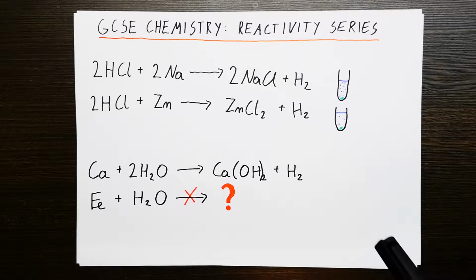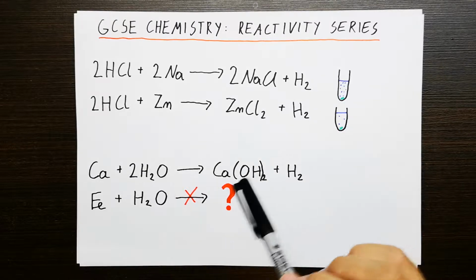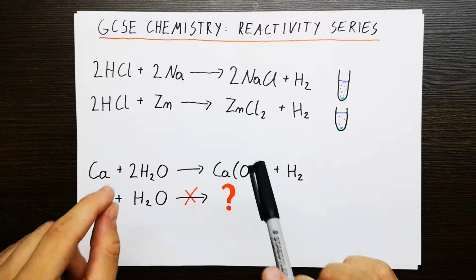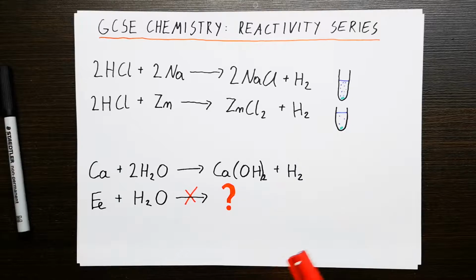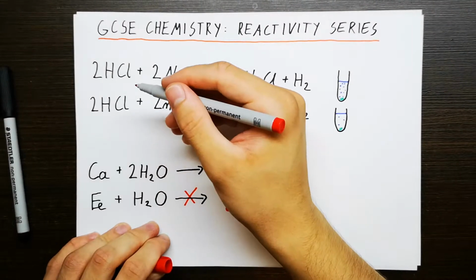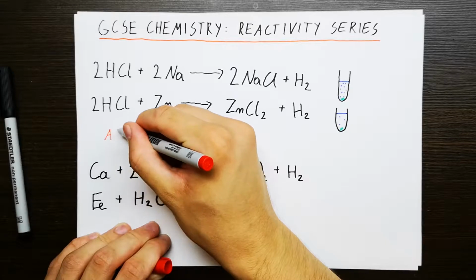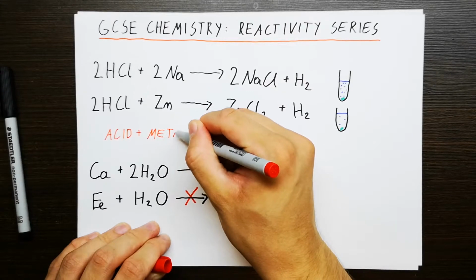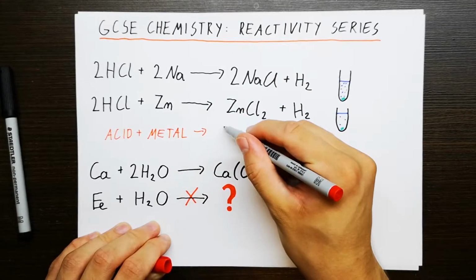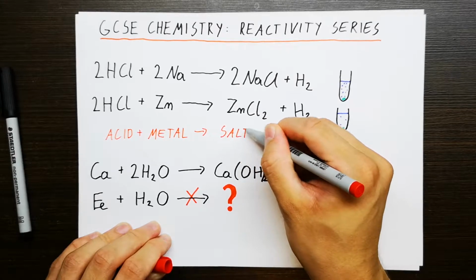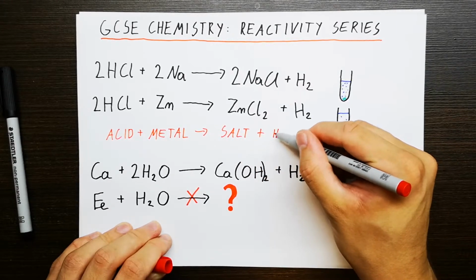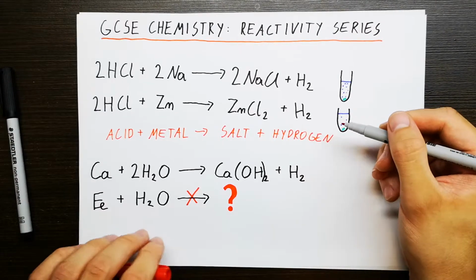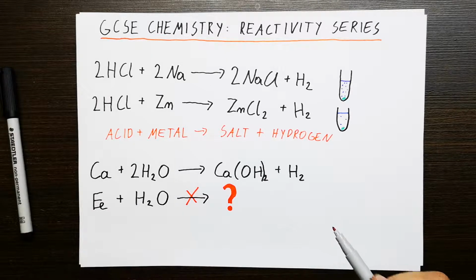Now, before I move any further, let's just cover reactions of acids with metals. So the general formula for those reactions is acid plus metal will give you salt plus hydrogen. So that's how acid plus metal reactions work.